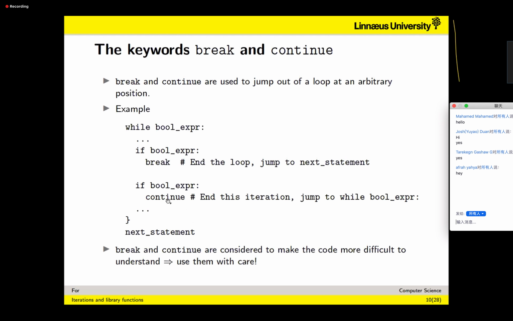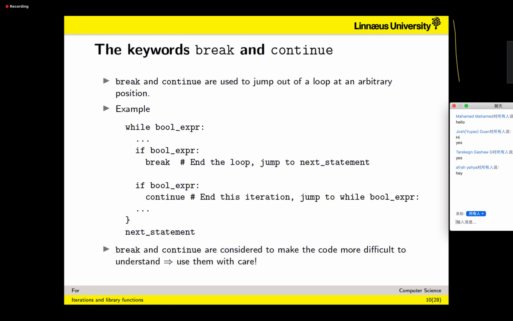Continue. It ends this iteration. So we are iterating here. We are reaching this part. Then we are interrupting this iteration. That means we are skipping whatever code we have down here, but we are continuing up at this point here. Do you make sense of it? Do you see the difference between them?